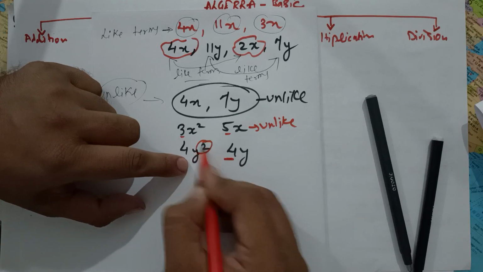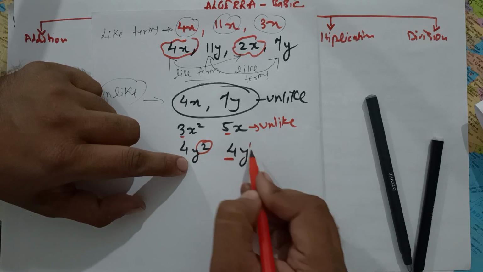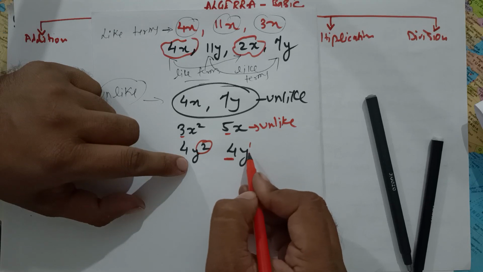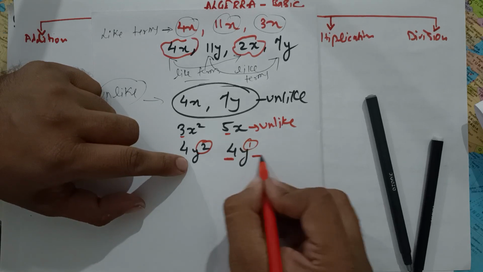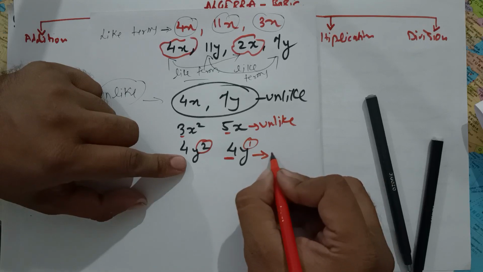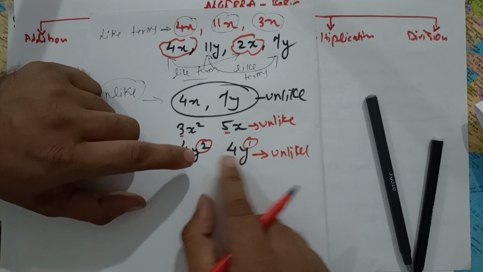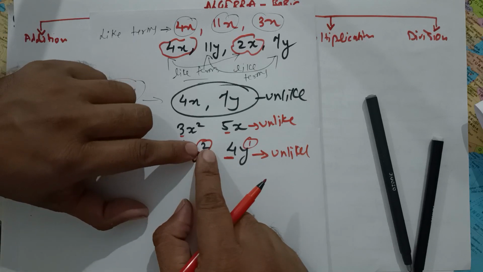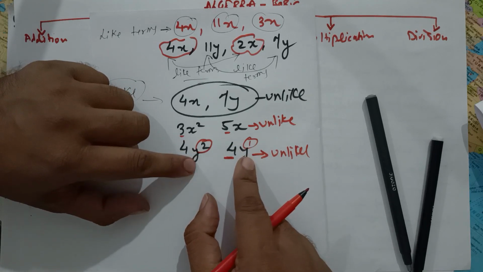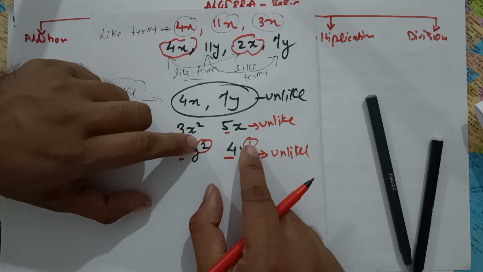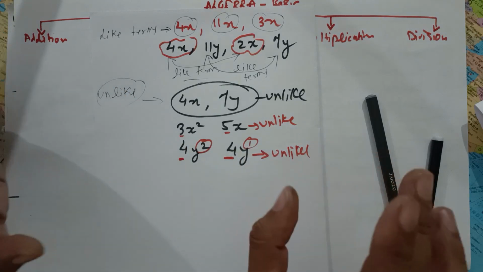You have power 2 here. We have power by default 1. If you don't find any power, it means it has power 1. So it is an unlike term because they do not have the exact same power. Alphabet and the power must be the same. Alphabet as well as the power, the degree, must be the same.